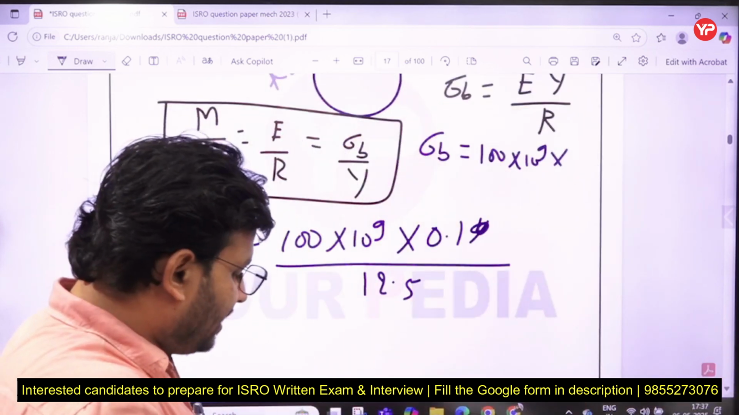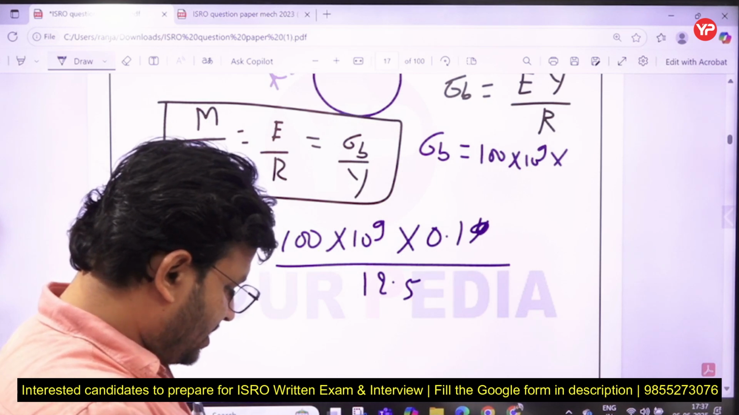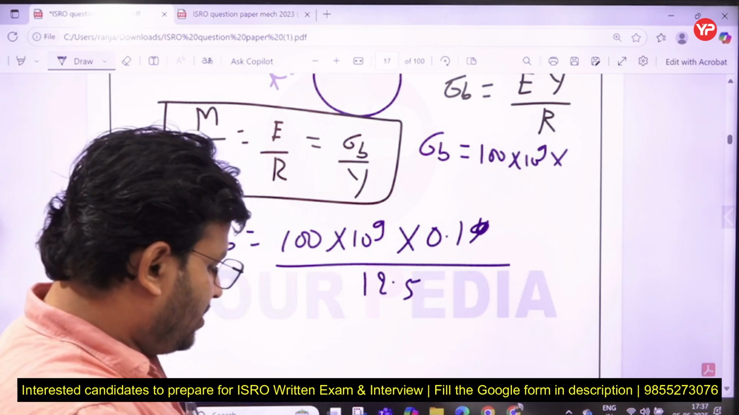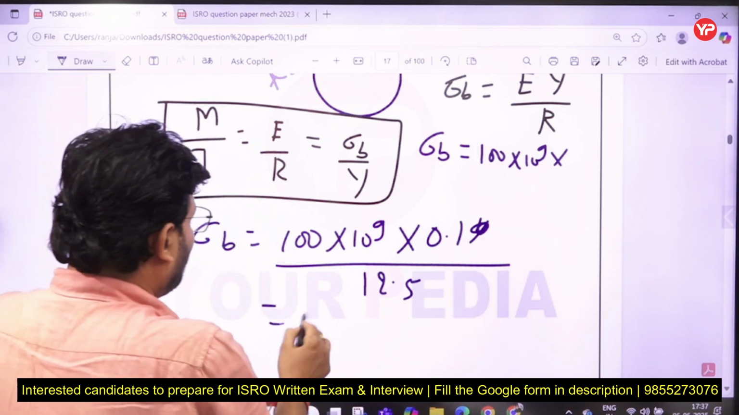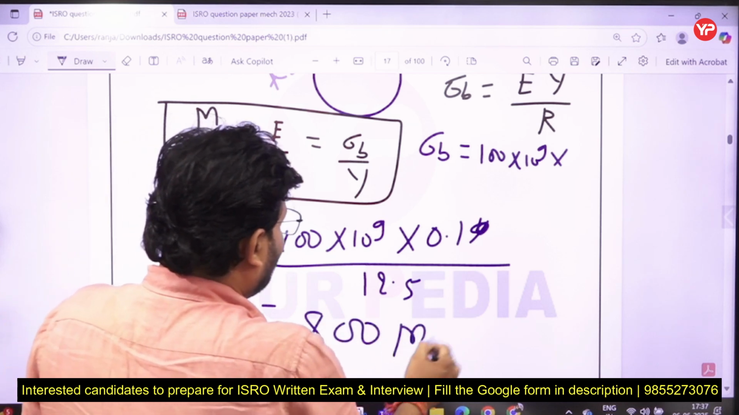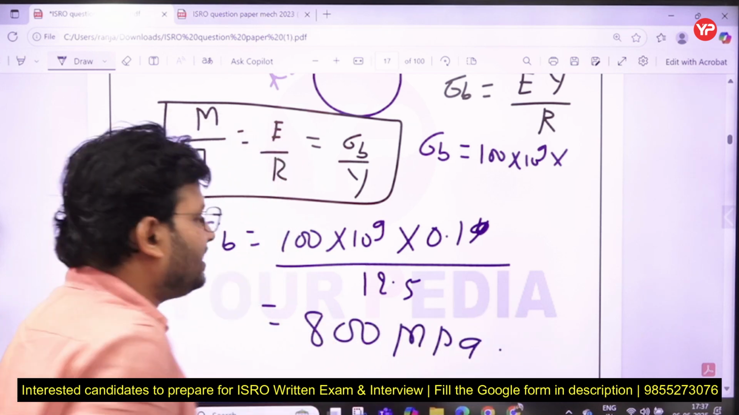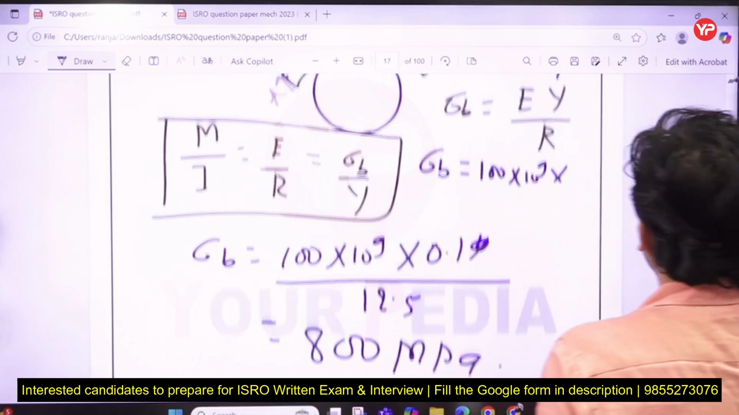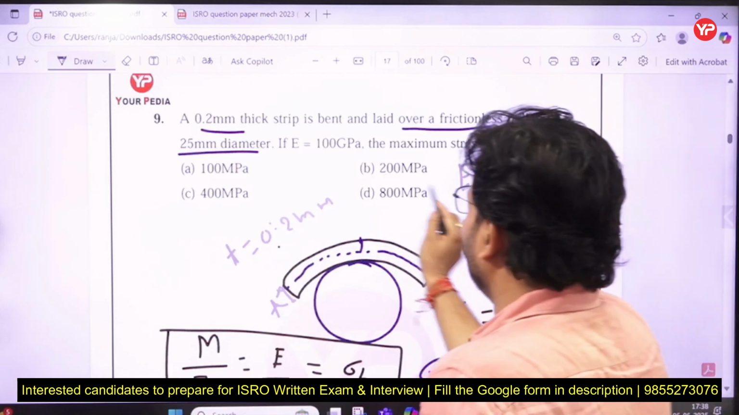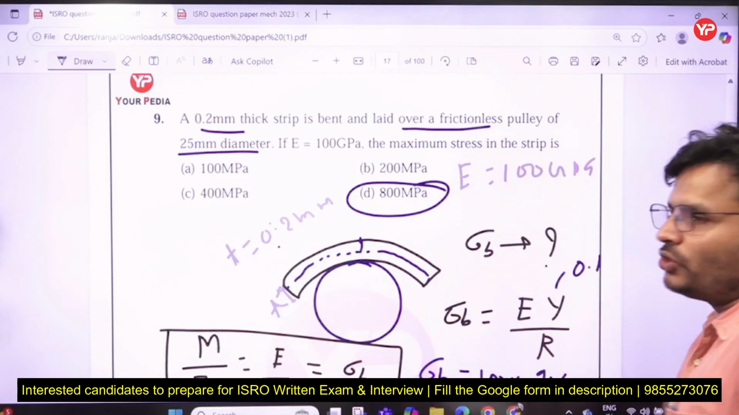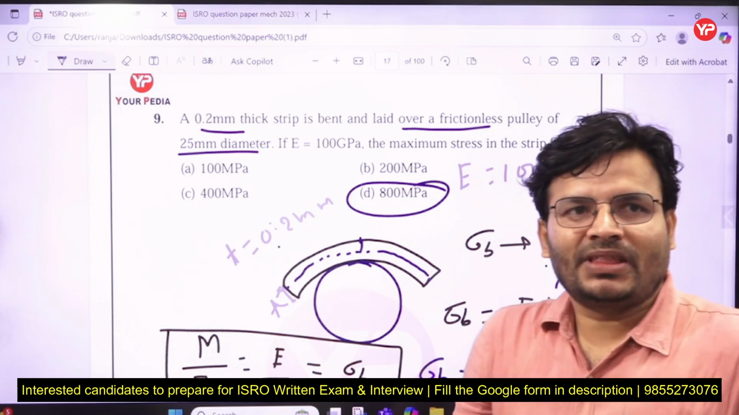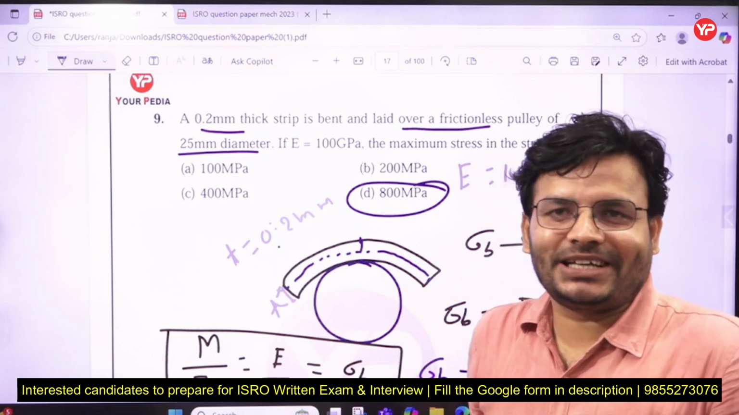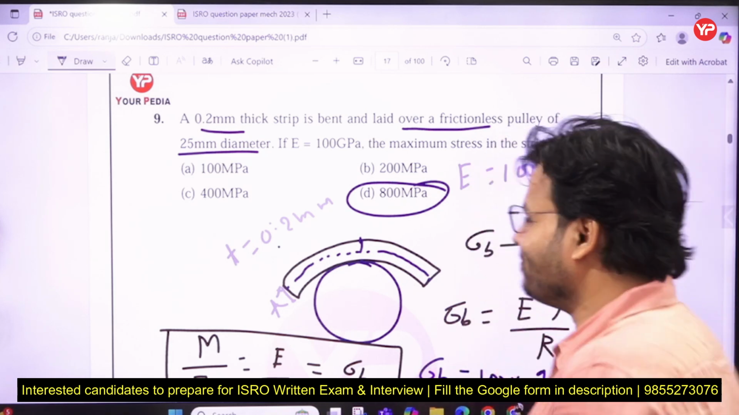By solving that, I think it is coming out to be 800 megapascal. 800 megapascal is the answer, and I think it was an easy question and the student can do that, but they must remember the bending equation. If they don't know how to use the bending equation, they cannot solve that one.